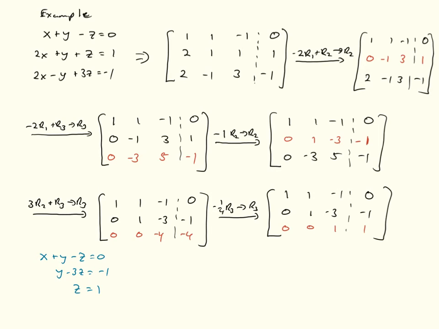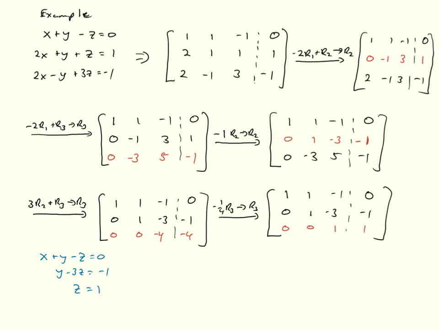We're almost in row echelon form. The only problem right now is that the first non-zero element in row 3 is not a 1. So I'm going to multiply row 3 by negative 1/4. Row 1 and row 2 stay the same. When I multiply row 3 by negative 1/4, that gives me 0, 0, and negative 1/4 times negative 4 is 1, 1.